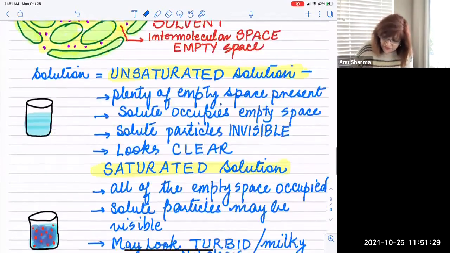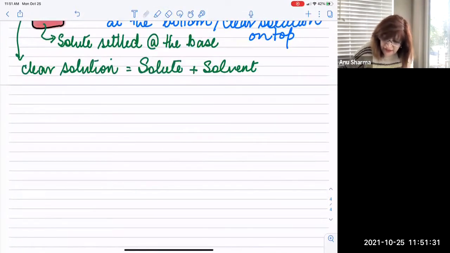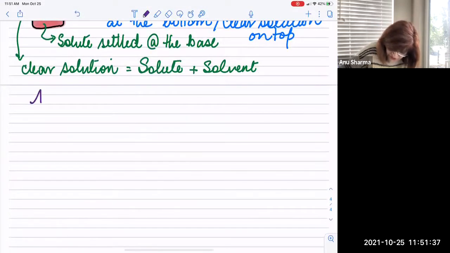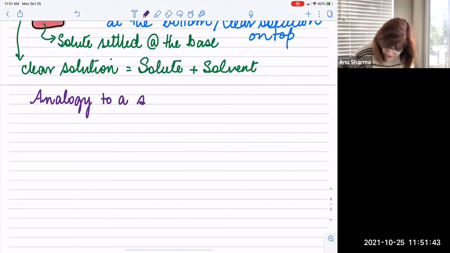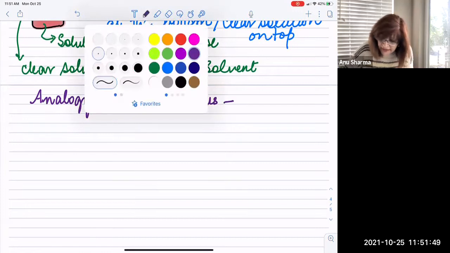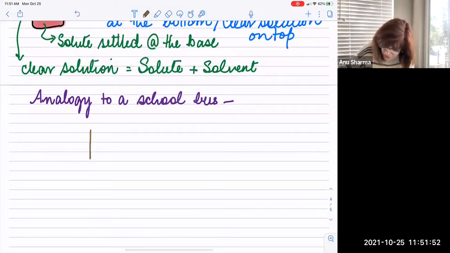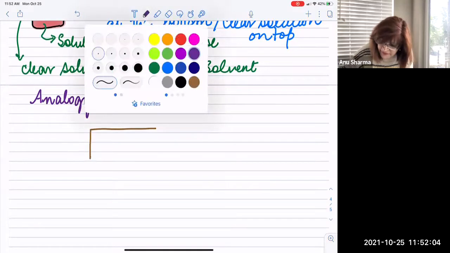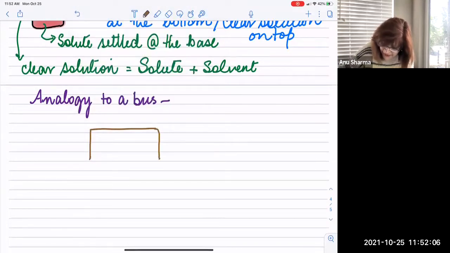Now, here is another very general analogy, akin to a bus. Take this analogy of a school bus, or not even a school bus, let's just say a regular passenger bus. So here we have this bus, which is the last bus of the day, and this bus is carrying passengers.